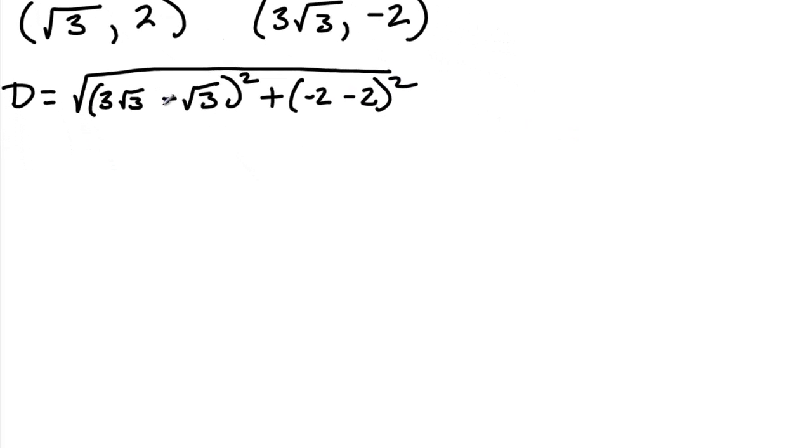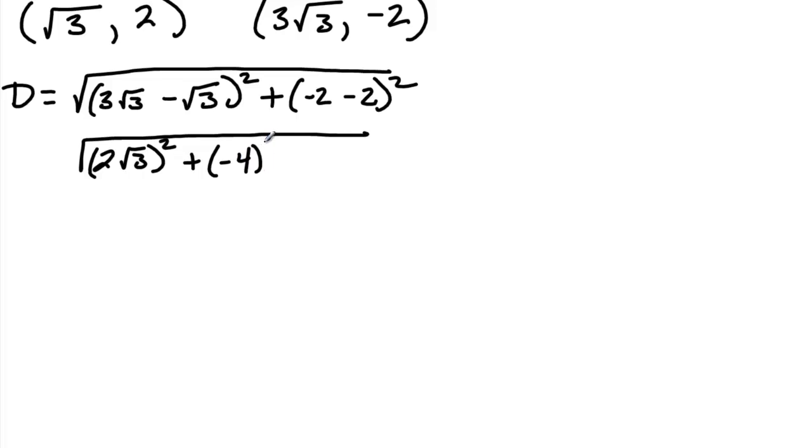Now this you have to be careful with because some students have the tendency when they subtract here to make the radical disappear, and that does not happen. Basically you have 3 radical 3's minus 1 radical 3, which leaves us with 2 radical 3 squared. Okay, plus negative 4 squared.